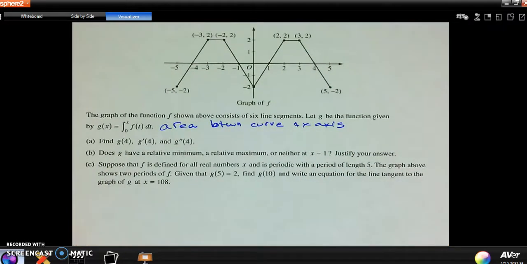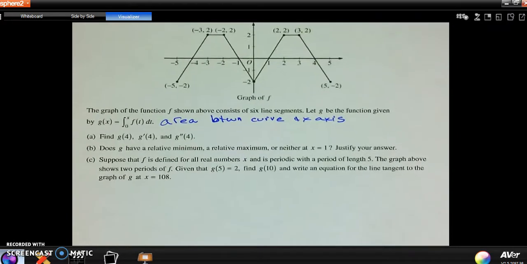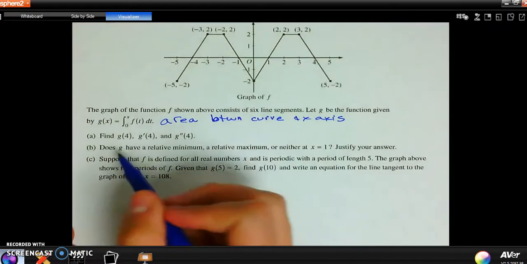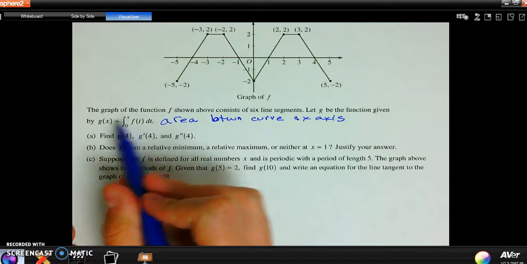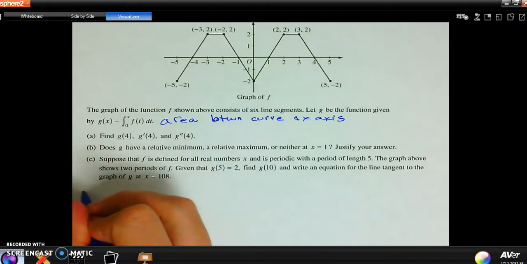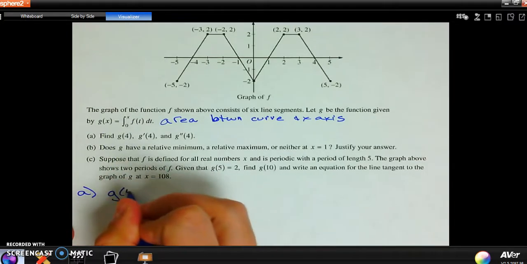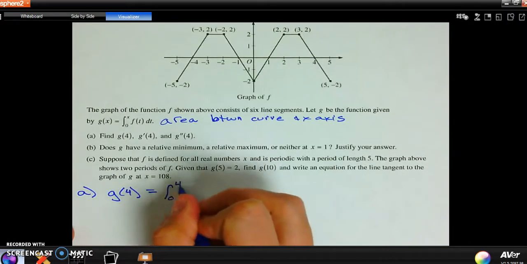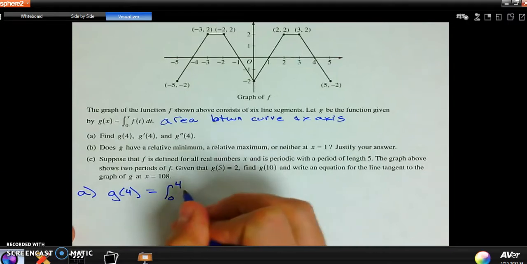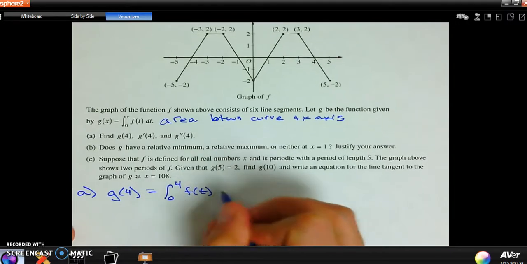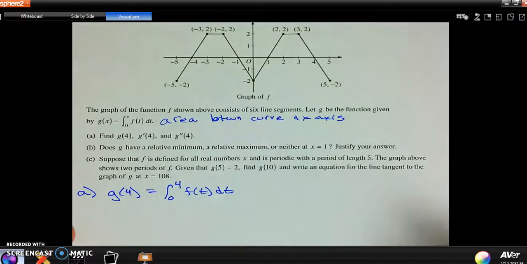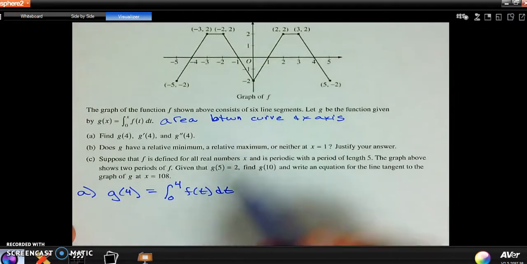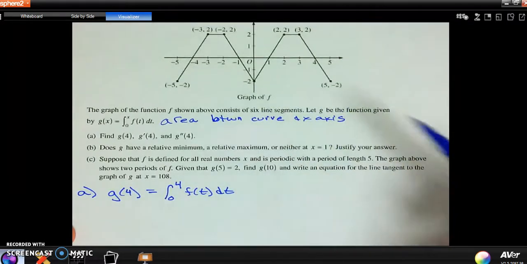And now in part A, they're asking me to find g of 4. Okay, so to find g of 4, I'm going to take this 4 and plug it in wherever I see an x. So for part A, g of 4 means it's going to be the integral from 0 to 4 of f of t dt. So that means I need to find the area under this curve from 0 to 4.